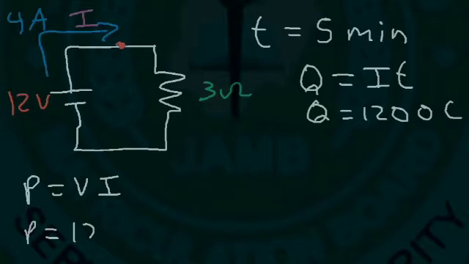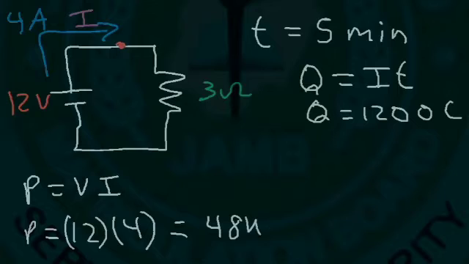So the voltage is 12, and the current that flows from the battery is 4 amps. So 12 times 4 is 48. So the battery is delivering 48 watts to the circuit. Now what about the resistor? How much power does the resistor absorb?